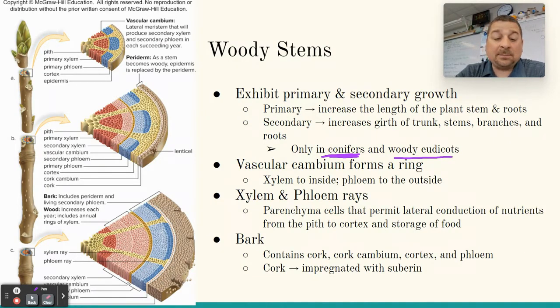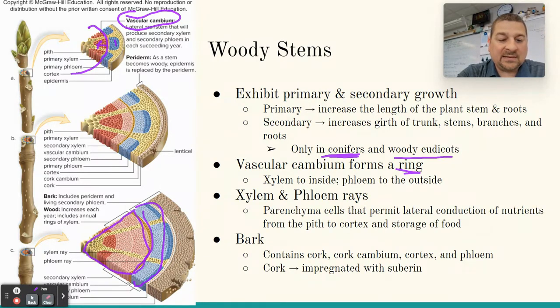The vascular cambium in woody stems will form a ring around the stem. So if we look up here, is the vascular cambium, and it's going to make this ring right here that goes all the way around. And just like we talked about in the herbaceous or fleshy stems, it's going to produce phloem to the outside, which is normally shown as blue, and it's going to form xylem, red, on the inside. As that continues to grow, you see the phloem here on the outside and then xylem here on the inside. So P for phloem, X for xylem.